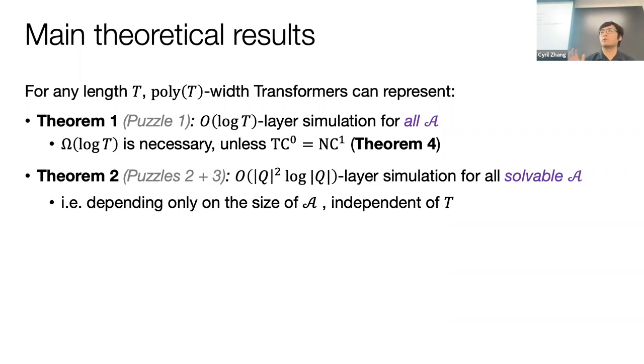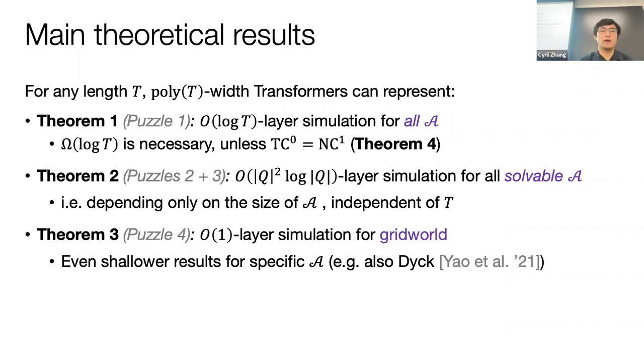And for automata whose Krohn-Rhodes decompositions do not lead to any non-abelian simple groups, otherwise known as solvable, if we are familiar with the notion of solvable groups, we have simulators with a number of layers that is constant in terms of the input size, which only depends on the size of the machine. And I guess we also noted an even shallower simulator, where the number of layers does not even depend on the size of the grid world, for this special class of semi-automata.